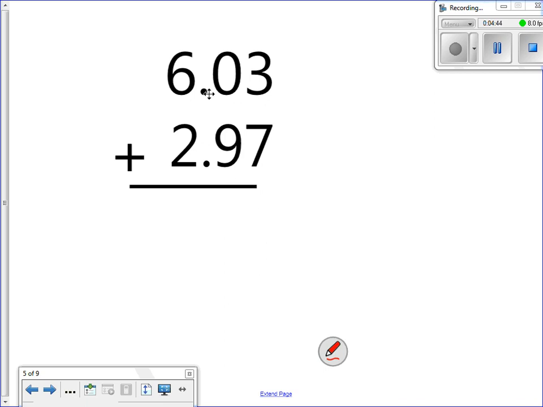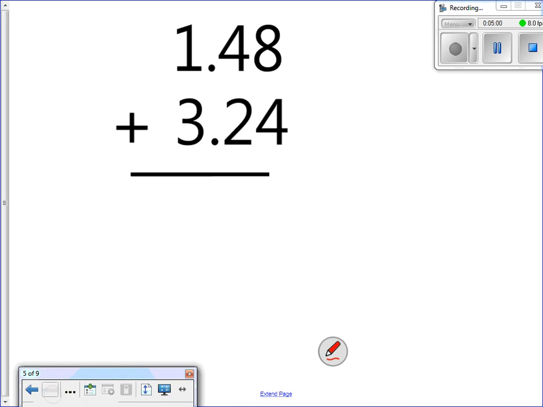3 plus 7, we have 10. 1 plus 0 is 1, plus 9, we have 10. 6 plus 1 is 7, plus 2, we have 9. Then I carry the decimal straight down. So we have 9 for an answer.